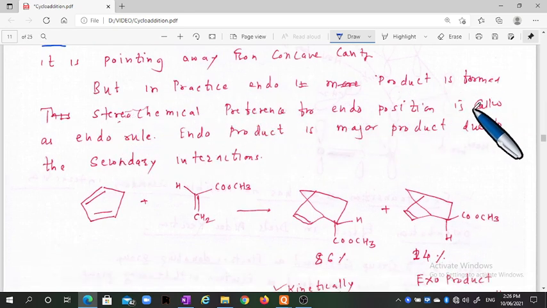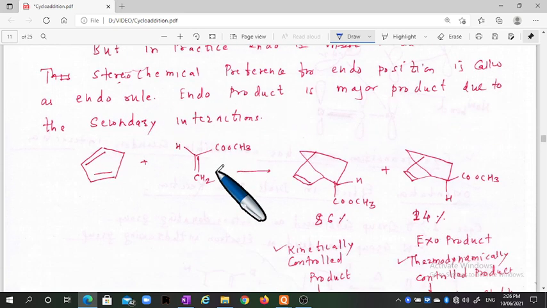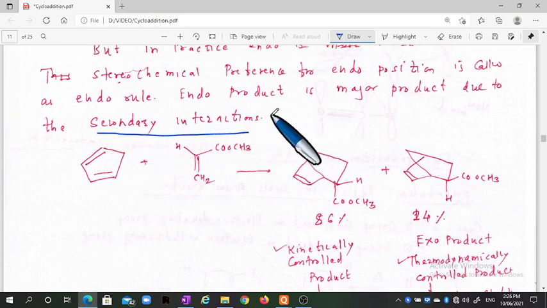Stereochemical preference for the endo position is called the endo rule. This is the endo rule. Preferentially endo product is formed, that is the endo rule. Endo product is formed as the major product. Why is endo product formed? Due to secondary orbital interaction, we will discuss.